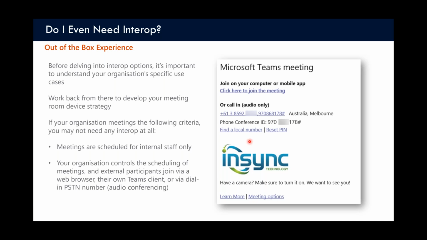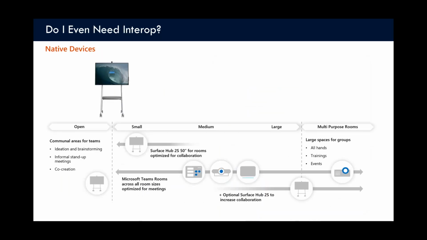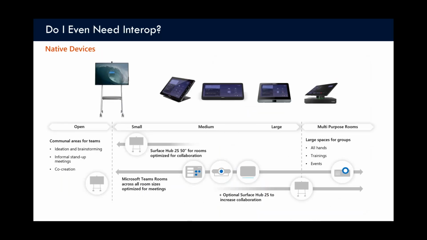Now, if we actually click on that find a local number, it'll give us a list of about 90 countries from around the world that we can dial to get into our meeting. So this is what we see in a standard invite. And of course, paired with that, we want to be using native devices in our meeting rooms. If we don't need interop, we of course need to have native Microsoft Teams meeting rooms.